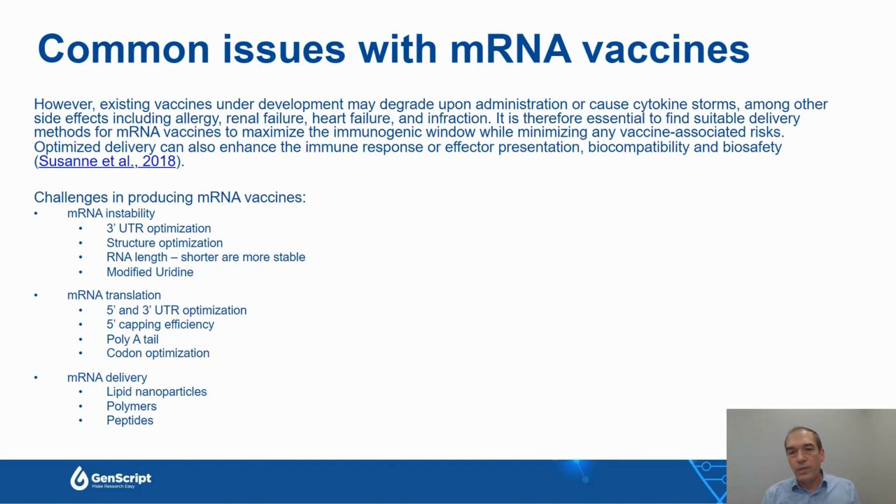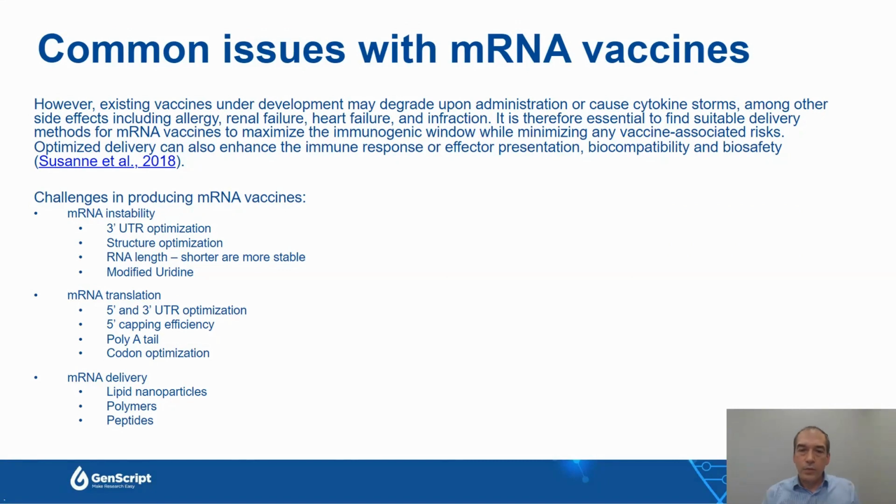mRNA vaccines are also pretty challenging to develop. mRNA is very well known for its instability; it degrades very quickly. Therefore, a lot of optimization has to be done on that part. 3' UTR optimization, structure optimization, RNA length optimization. Shorter RNAs are usually more stable. Modified uridines have to be used sometimes to prevent degradation by enzymes.